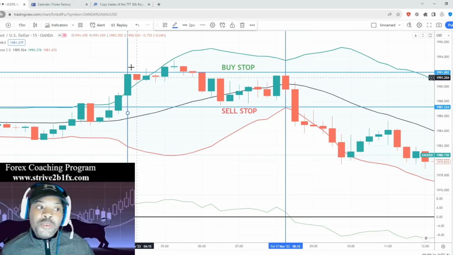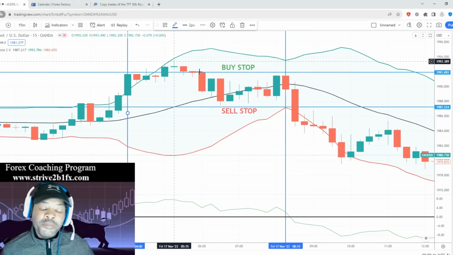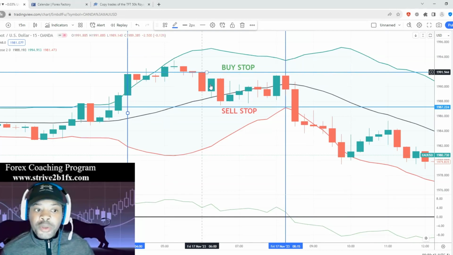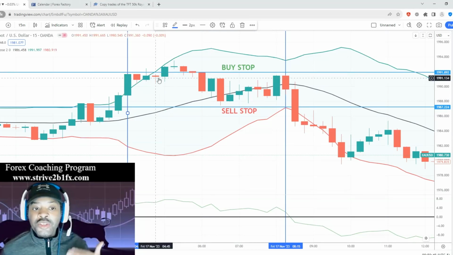If you had placed your buy stop order here, your trade would have been triggered. It would have gone up, but by the time you check your trade, most likely you would have been stopped out. So this is why I say timing is so critical when it comes to setting your stop orders and your limit orders.